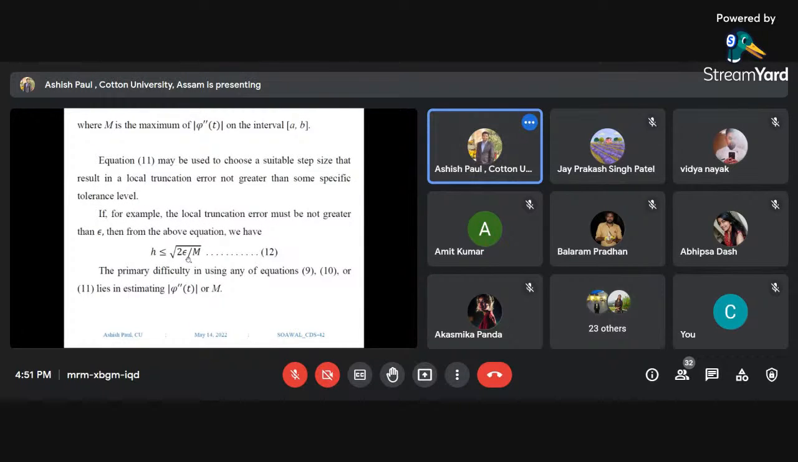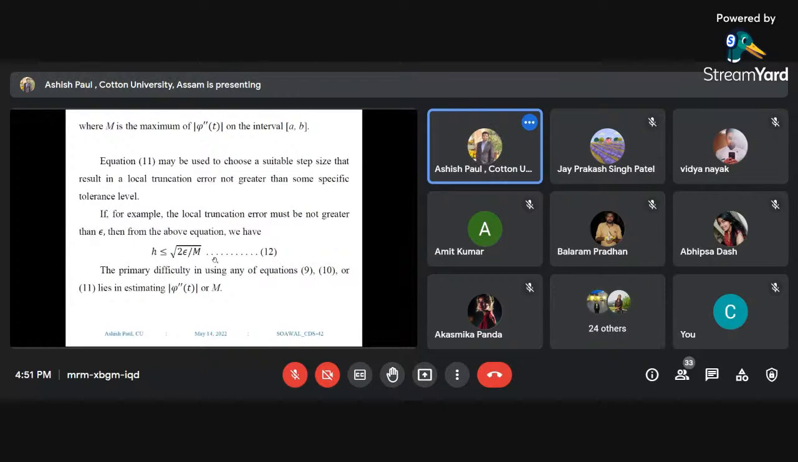If we take epsilon to be the tolerance error, let me read out: if, for example, the local truncation error must be not greater than epsilon, this error of tolerance, then for the above equation, we have h is less than or equal to under root 2 epsilon divided by M. So a suitable value of h can be determined from this particular formulation. Again, finding the value of M is not so easy. That is another topic. I'm not going to go into details about that.